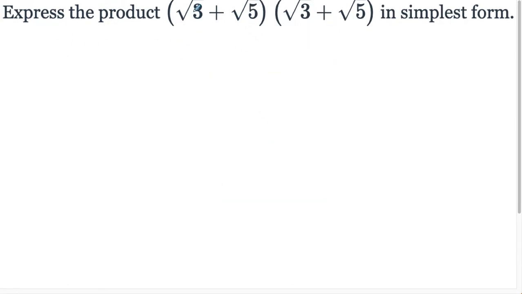So let's do the square root of 3 plus square root of 5. So again, these don't combine because they don't have the same radicand, right? This is a 3 and this is a 5. So you can't combine these as the square root of 8. So this is being multiplied again by itself. So we're going to FOIL. So the square root of 3 times the square root of 3.